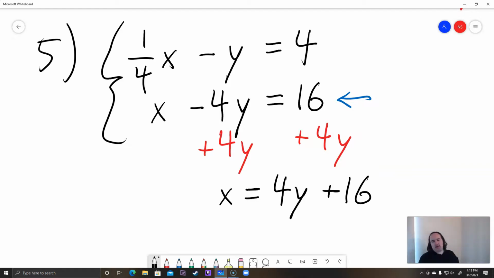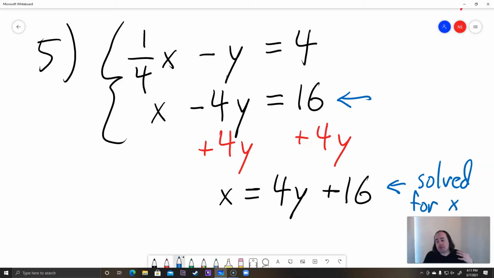All right, and as you can see, I took the smart approach, and I chose the equation that didn't have fractions, and I also chose a variable that was easy to solve for, so I didn't have any fractions yet. Okay, so now this second equation is solved, and it's solved for x.